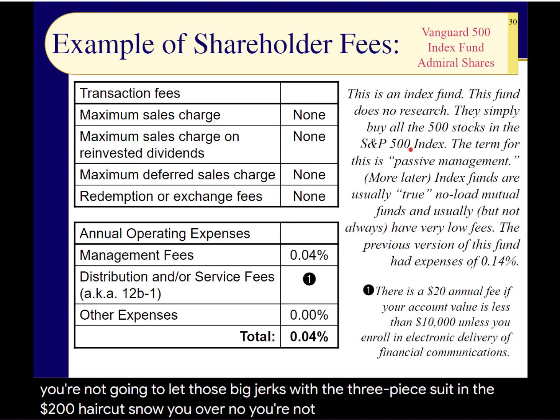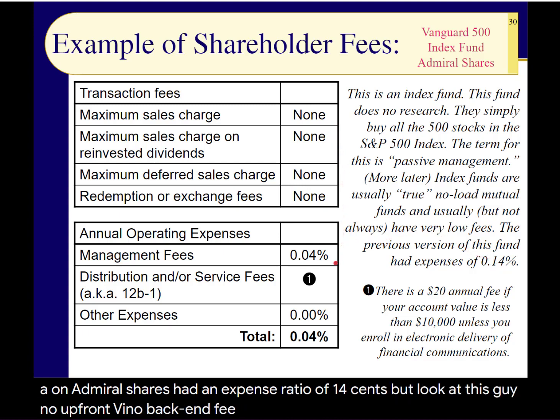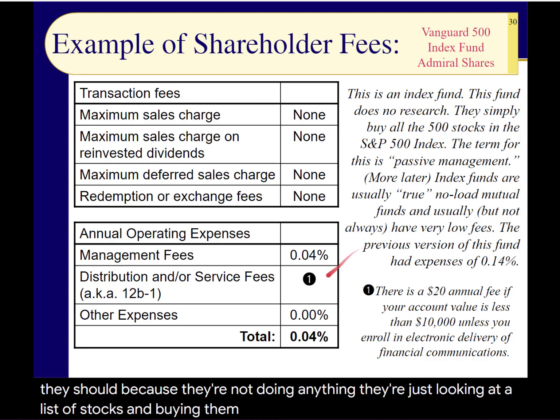The previous version, the non-Admiral shares, had an expense ratio of 14 cents. But look at this guy. No upfront fee, no back-end fee. 4 cents they're charging. That they should, because they're not doing anything. They're just looking at a list of stocks and buying them. They don't have any 12B1 fees. Well, they do.